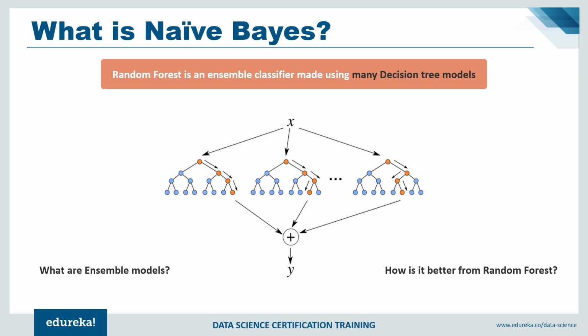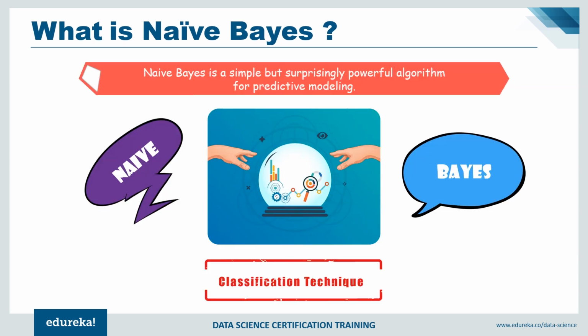So guys, let's move ahead with our naive Bayes algorithm and let's see what exactly is naive Bayes. Naive Bayes is a simple but surprisingly powerful algorithm for predictive modeling. It is a classification technique based on the Bayes theorem with an assumption of independence among predictors. It comprises two parts, which are the naive and the Bayes.